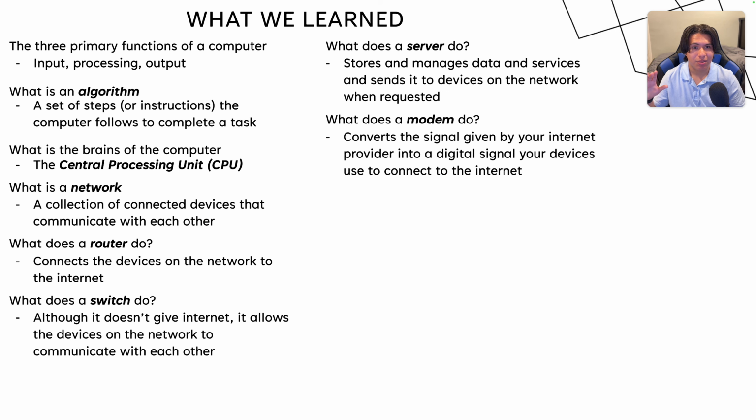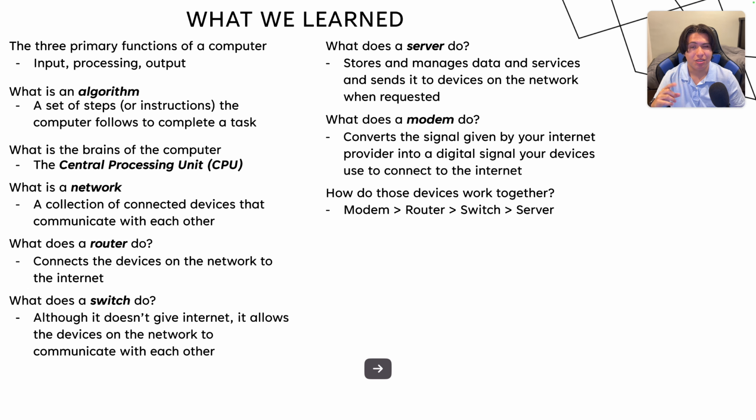It converts that signal given by your internet provider into a digital signal to your devices used to connect to the internet. How do these devices work together? Now this question is just asking the order. So what would be 1, what would be 2, what would be 3, and what would be 4? Think of the red arrows. If you said modem to the router, to the switch, to the server, you'd be correct.